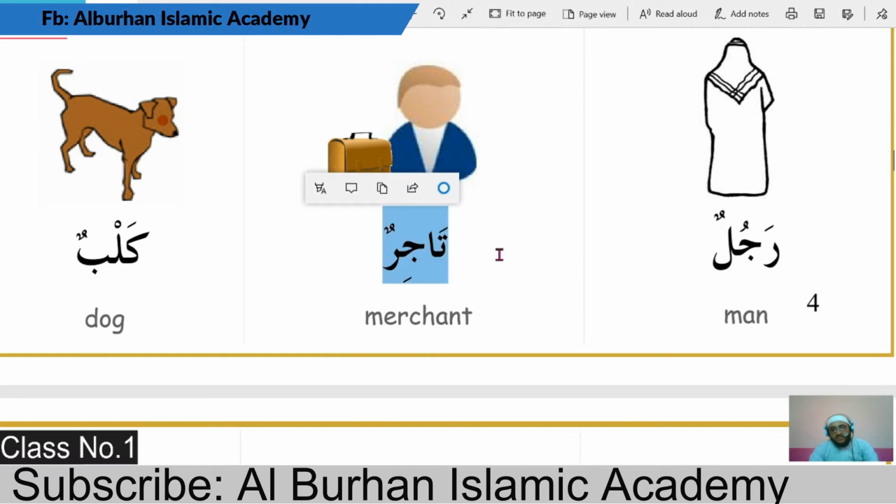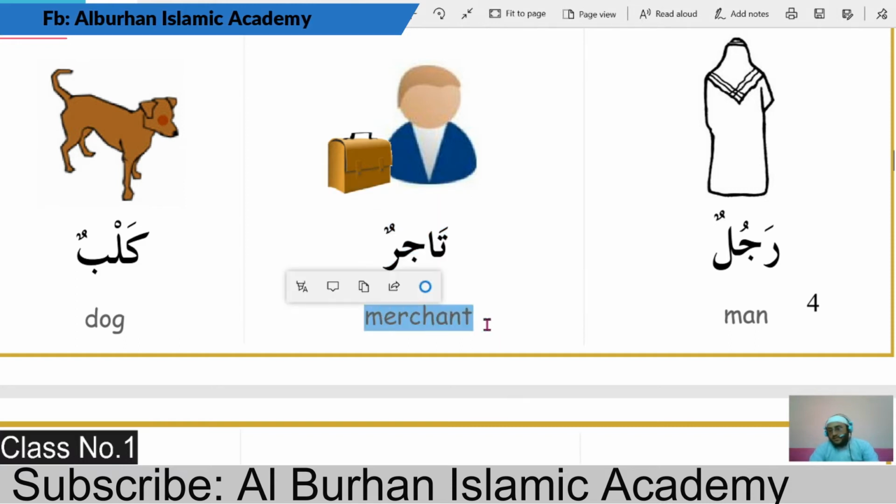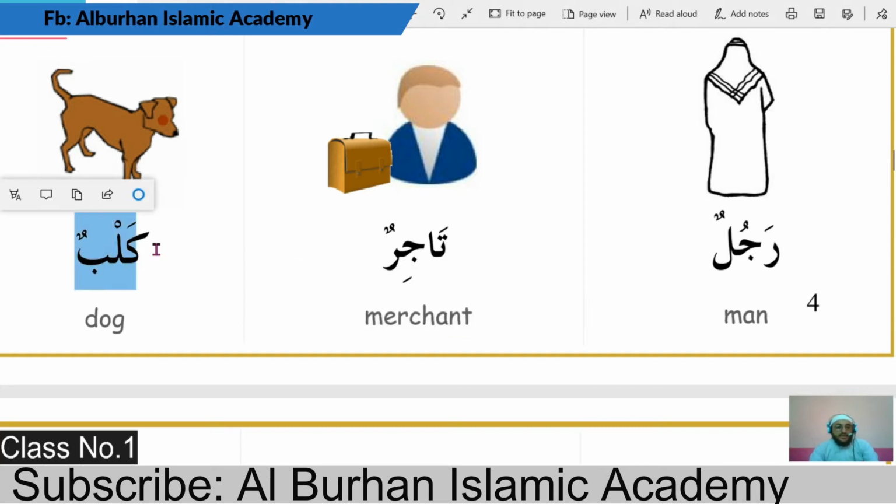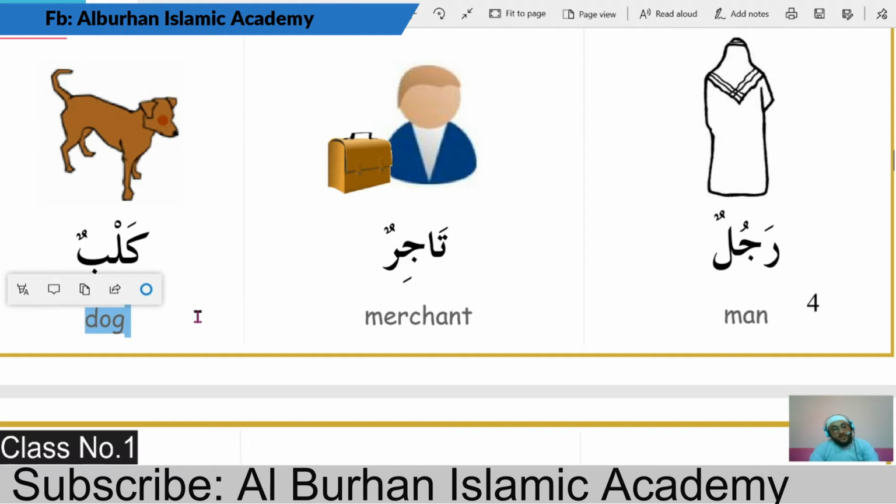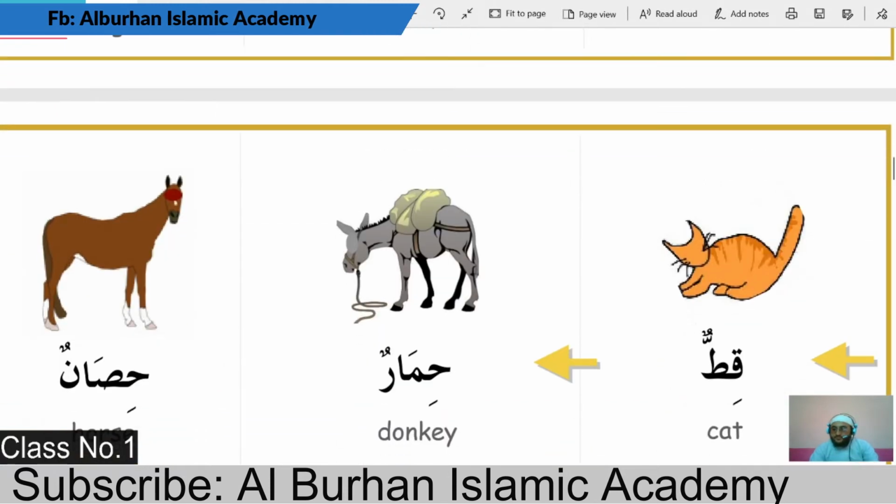tajirun. Tajirun used for merchant, just like trader. All right, next, kalbun. Kalbun used for dog. As I told you, we have to pronounce just like in the Arabic method, clearly. If we pronounce qalbun, qalbun used for heart, and kalbun used for dog. All right, next.